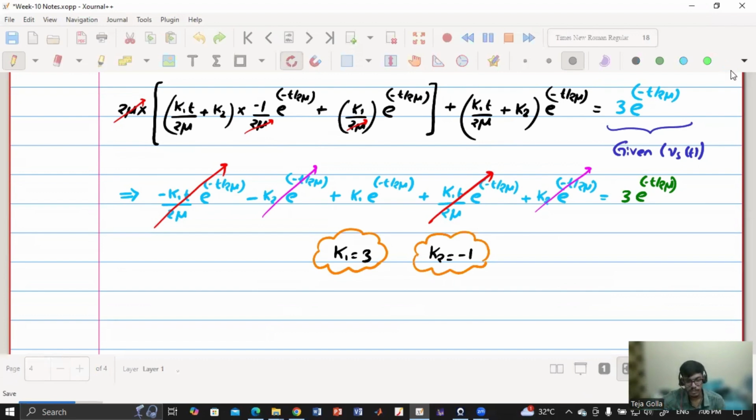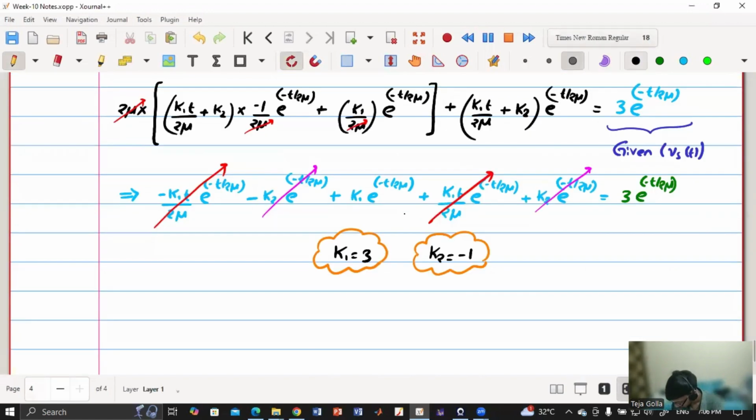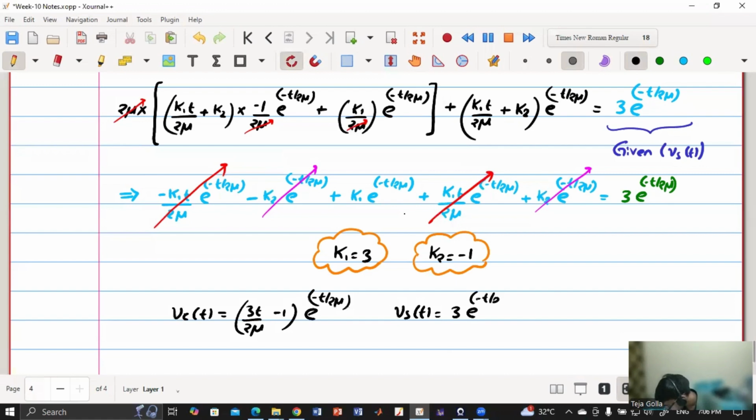Okay. So now I'll write VC of t. From this, VC of t is K1 t by 2 micro plus K2 into e to the power minus t by 2 micro. And Vs of t they have given us 3 into e to the power minus t by 2 micro.